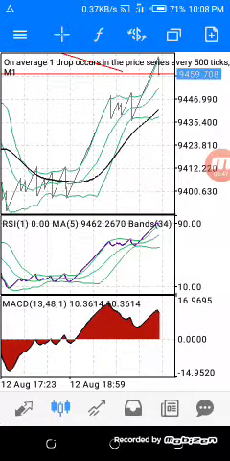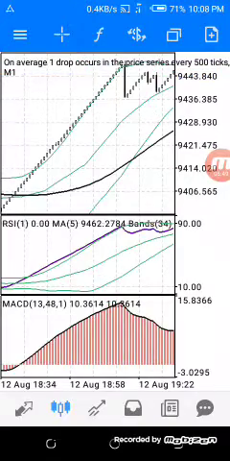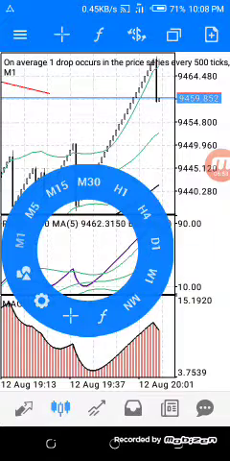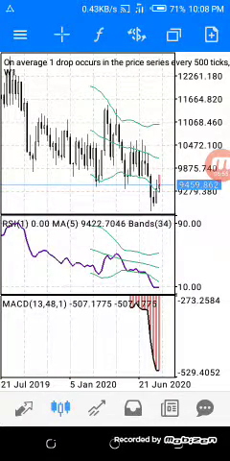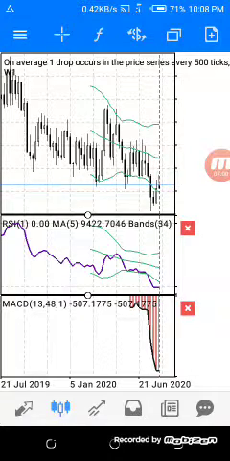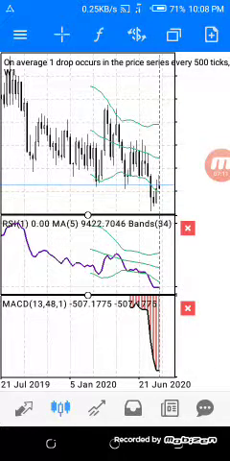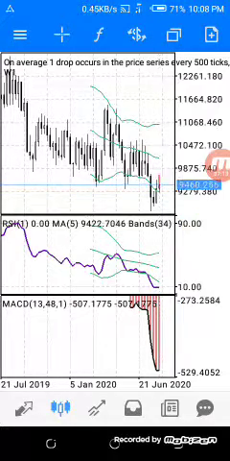Before you trade this indicator, you have to go first to weekly. What does weekly show you? It's bullish. Weekly is showing you that the market is bullish. So you are going to look for only buy signals. Are we together, guys? We are going to look for only buy signals.